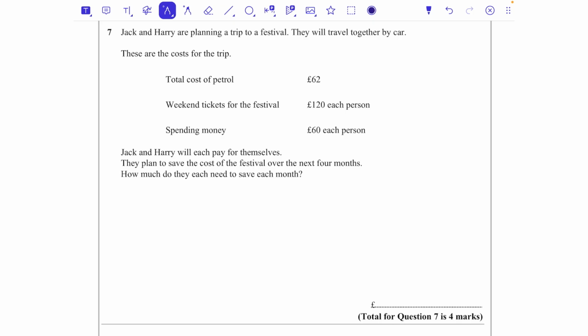So each of them are going to pay half of the cost of the petrol. So £31 for each of them. I'm going to get 31 because I'm going to do 62 divided by 2. There are 2 of them. So 2 into 6 goes 3 times, 2 into 2 goes once. So therefore they each need to save £31 to cover the petrol. They each need to buy their own ticket, which is £120, and they each want £60 spending money.